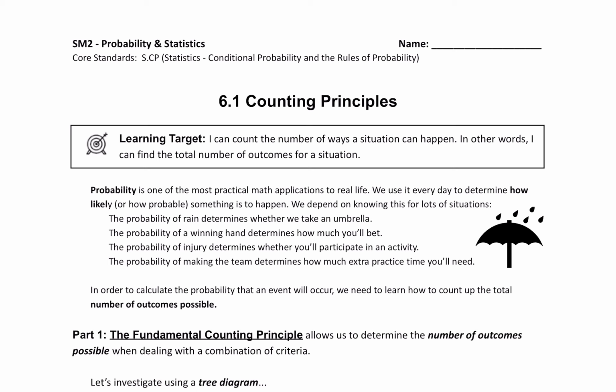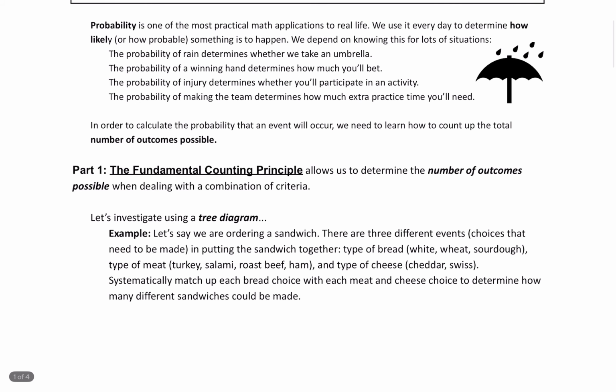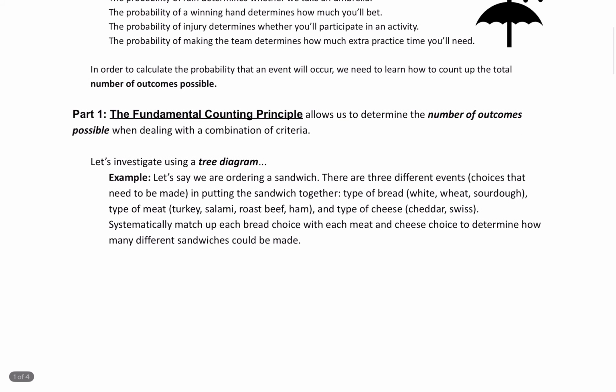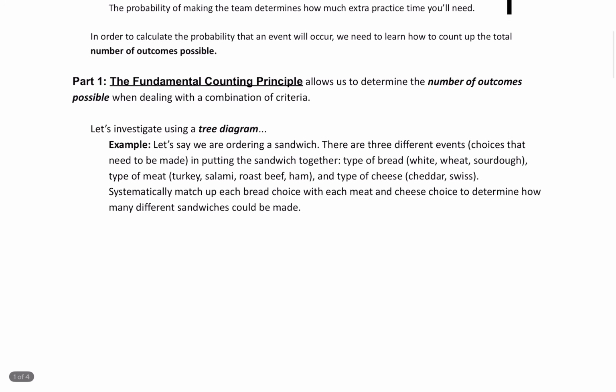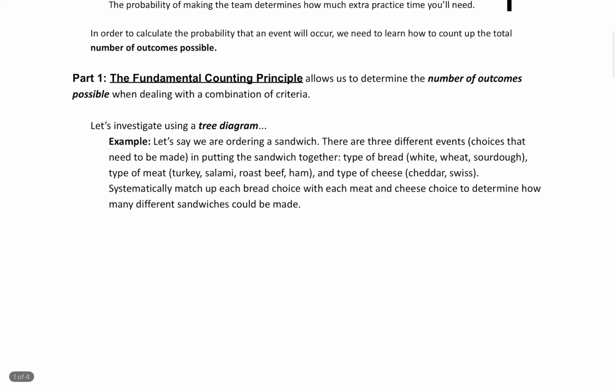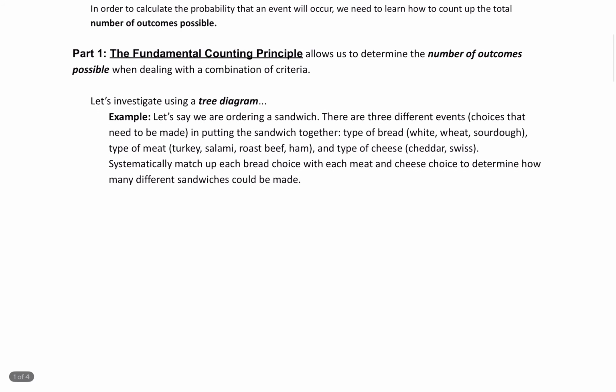In order to calculate the probability that an event will occur, we need to learn how to count up the total number of outcomes possible. So we're going to do this by the fundamental counting principle, which allows us to determine the number of outcomes possible when dealing with a combination of criteria. So let's look at an example and use a tree diagram to find the total number of outcomes here.